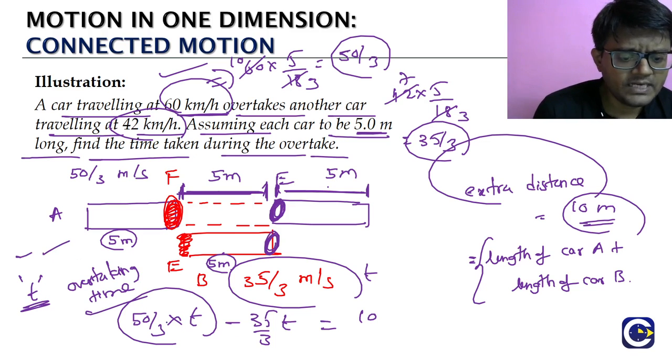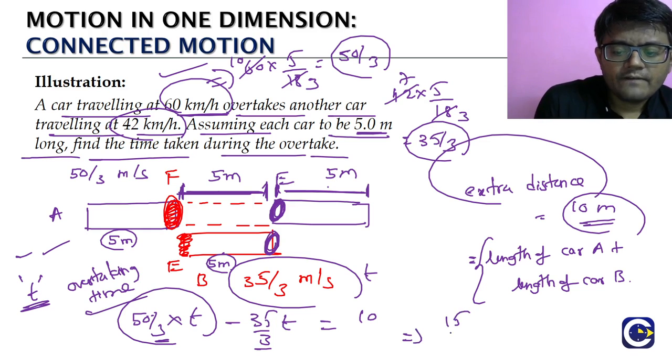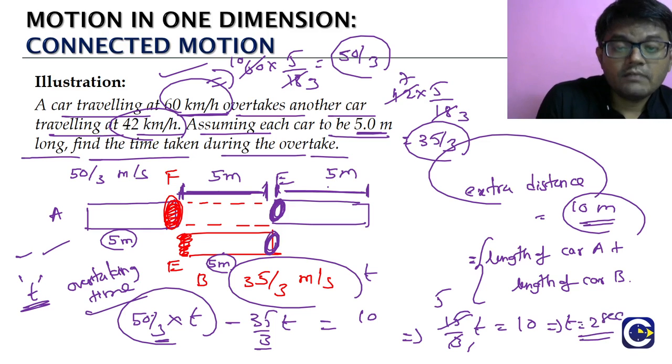Now, the left hand side we have to simplify. The denominator 3 is common. 50 minus 35 is 15. So 15/3 into T is equal to 10. 3 ones are 3, 3 5s are 15. 5T is equal to 10, means T is equal to 2. Everything is in the SI system, so time will be in what units?